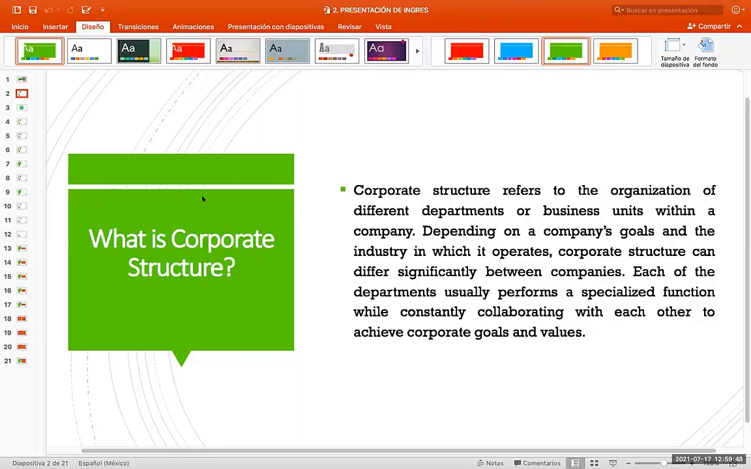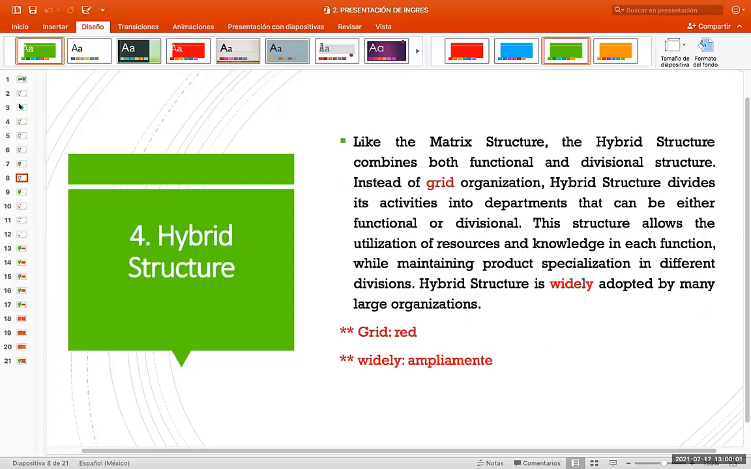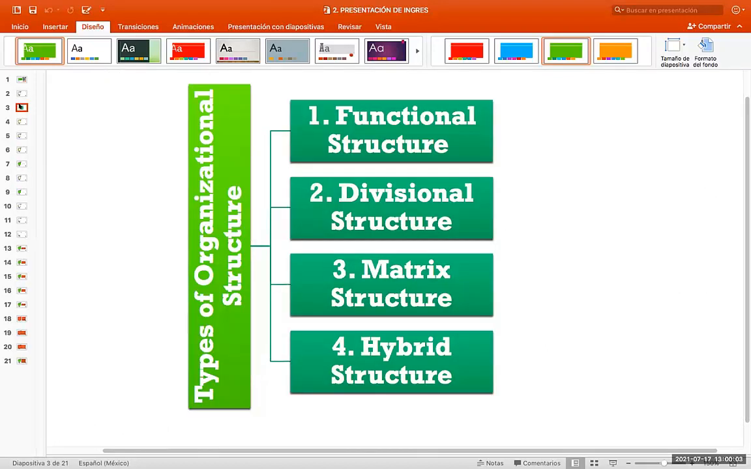Which is the structure to organize business activities into specific market, product, service, or customer groups? Repeat, please. Which is the type of organizational structure who organize business activities into specific market, product, service, or customer groups?